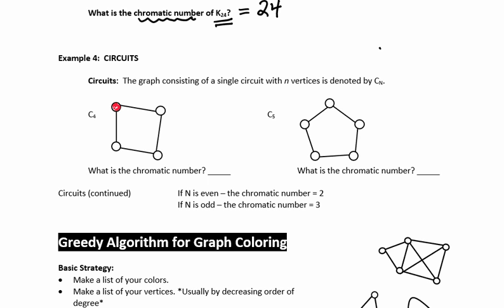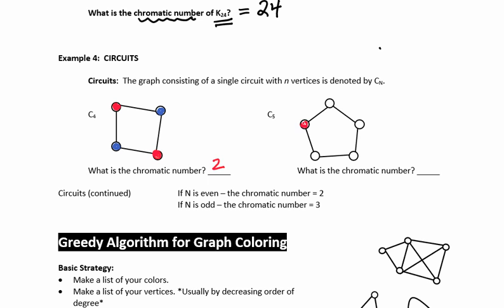If I try to do this in the fewest number possible, I know it's going to take me at least 2 colors because those can't be adjacent. Do I need 3? No. I can't do it with 1, but I could do it with 2. So the chromatic number of C sub 4 is 2.